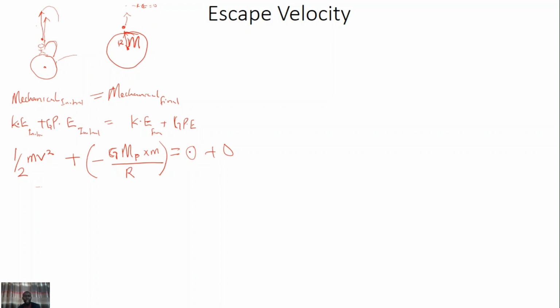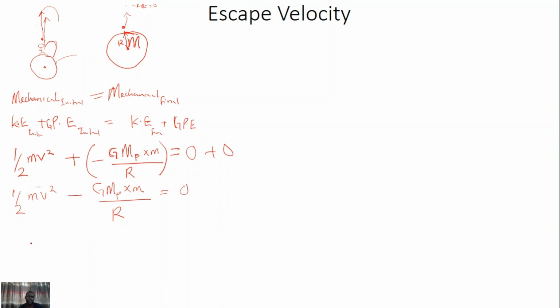Okay, now from this equation, when we evaluate it further, we're going to get 1/2 mv squared minus, we got this minus because plus times minus is minus, the gravitational constant multiplied by the mass of the planet we are talking about, the planetary body, times the mass of the body, all over the radius of the planetary body. And when we evaluate, this is equal to zero.